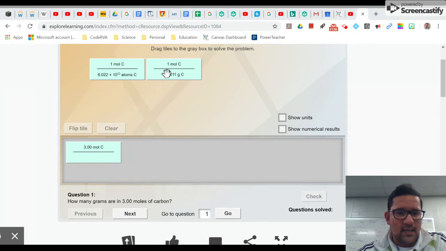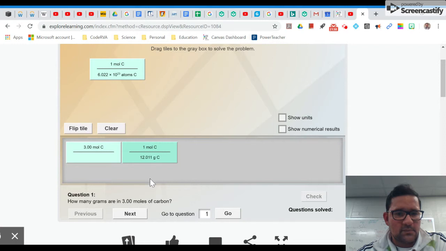Because I know I'm going from moles to grams, I'm going to grab this tile right here and put it in its place. But because I want the mole unit to be canceled out, I'm going to flip this tile. So mole is in the denominator and grams in the numerator. 1 mole of carbon is 12.011 grams of carbon because that's the molar mass. So I've used the molar mass correctly by making sure moles was the denominator and grams was the numerator.